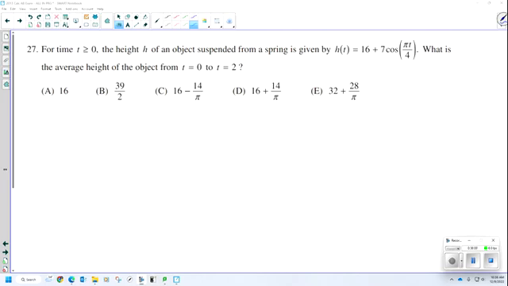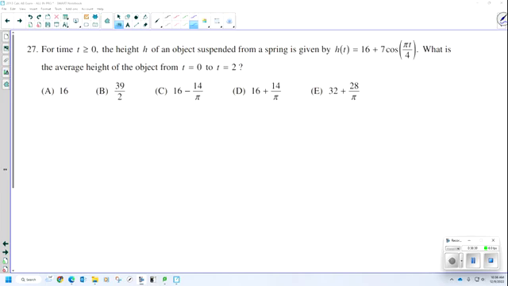Two more problems left, 27 and 28, and let's begin with 27. For time t greater than or equal to 0, the height of an object suspended from a spring is given by h of t equals 16 plus 7 cosine of pi t over 4. What is the average height of the object from t equals 0 to t equals 2?